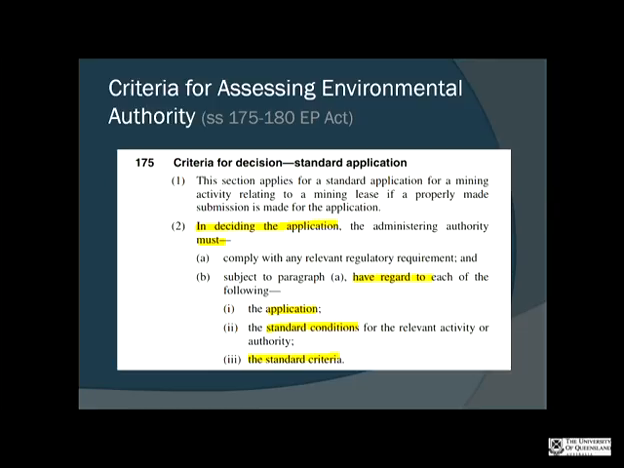So in deciding the application, they must. Okay, so that's a word you should be focusing on. Does it say must or does it say may? In this case it says they must have regard to the application, the standard conditions, and the standard criteria. And we've talked about the importance of you having a copy of the standard criteria. That's something that you'll need for the exam.